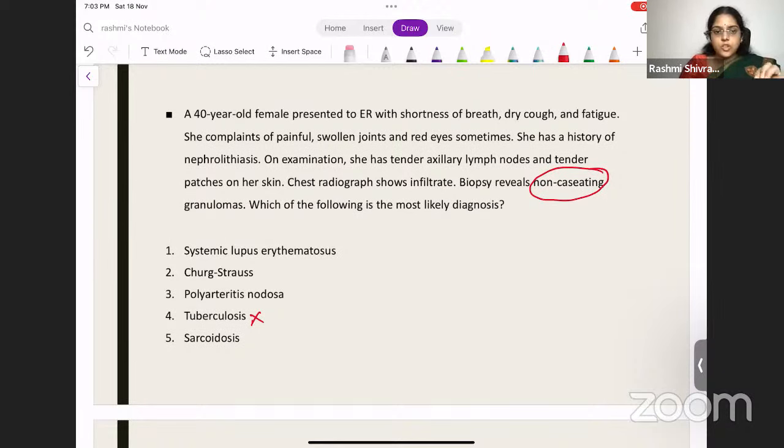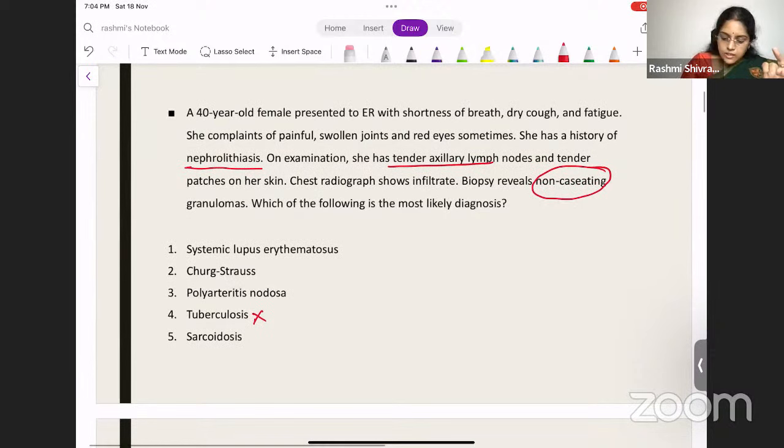So next, systemic lupus erythematosus. What do you think? The patient is having painful swollen joints and sometimes red eyes. She's having difficulty in breathing, dry cough, fatigue. All these are very non-specific symptoms, right? And can fit into systemic lupus erythematosus also. But you need to remember there is something, nephrolithiasis, which we have not seen in the other discussion topics. Earlier, we have not seen anything about nephrolithiasis as a presentation in the rheumatological topics, right? So nephrolithiasis, tender axillary lymph nodes, and tender patches on her skin. What does all this mean?